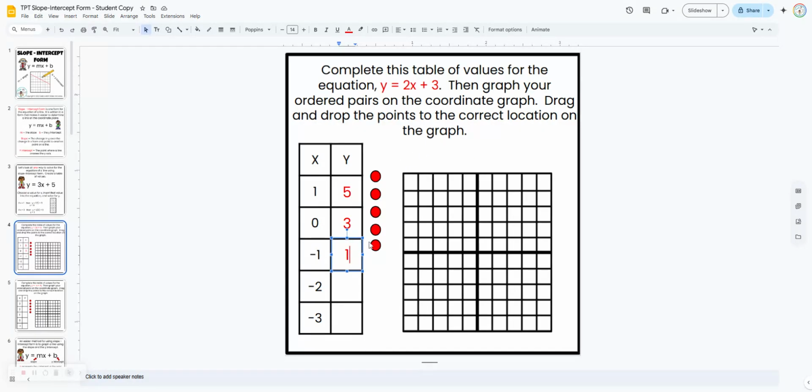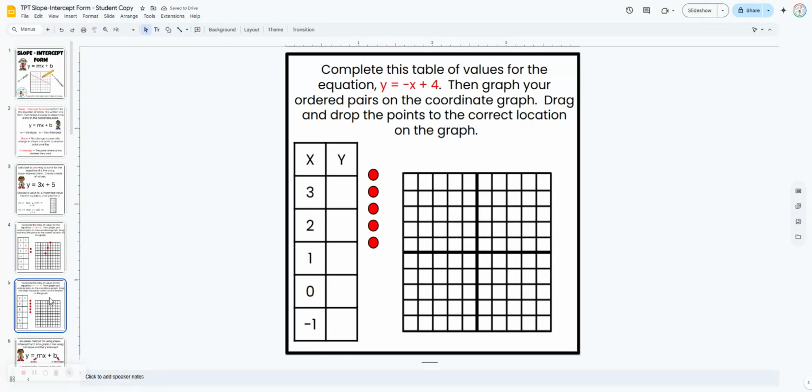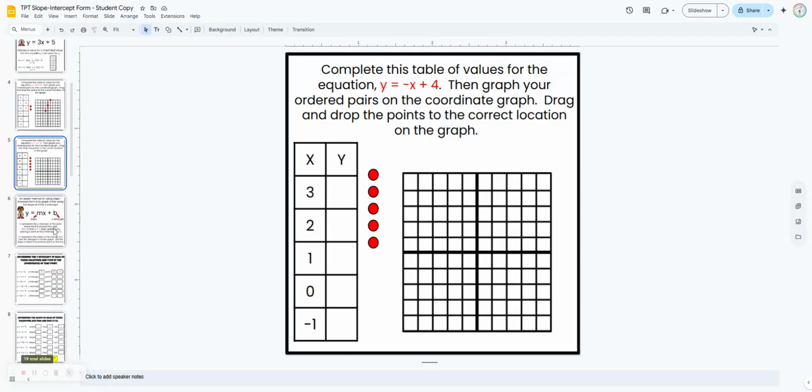Now they've got some coordinates that they can plot on the coordinate plane. So we have 1, 5, so we start at the origin, 0, 0. We go to the right 1, up 5. 0, 3, we're at 0, we're going to rise to 3. Negative 1, 1. And if they plot all 5 points, they're going to end up with a straight line. They're going to do the same thing on the next slide.